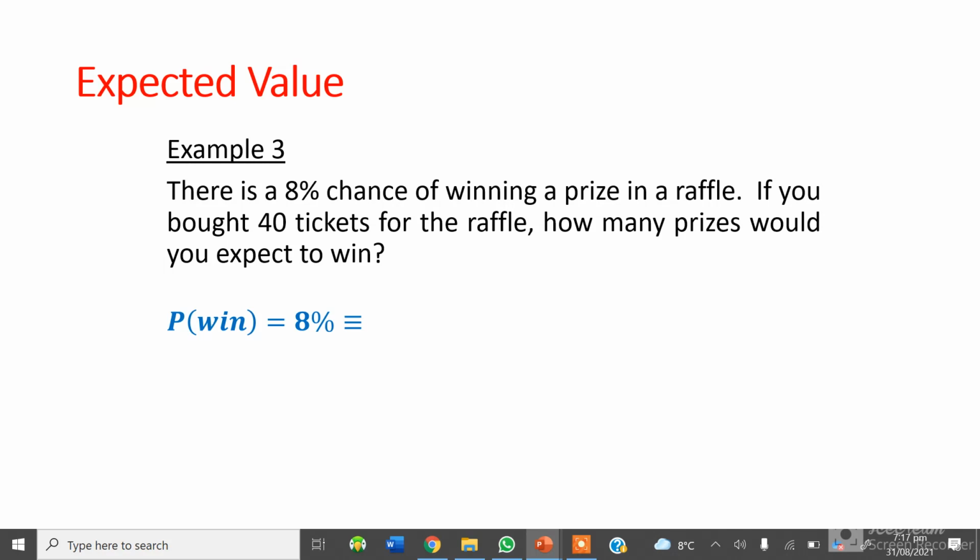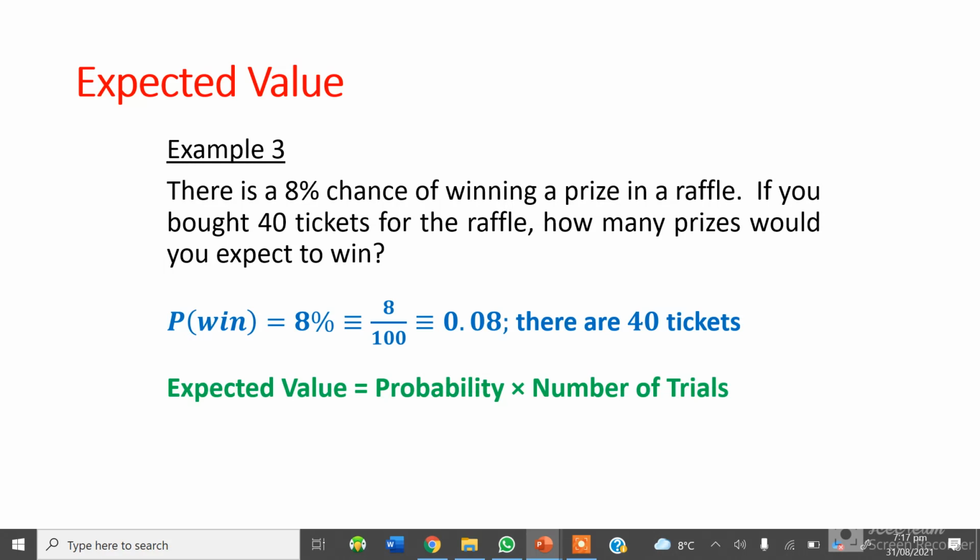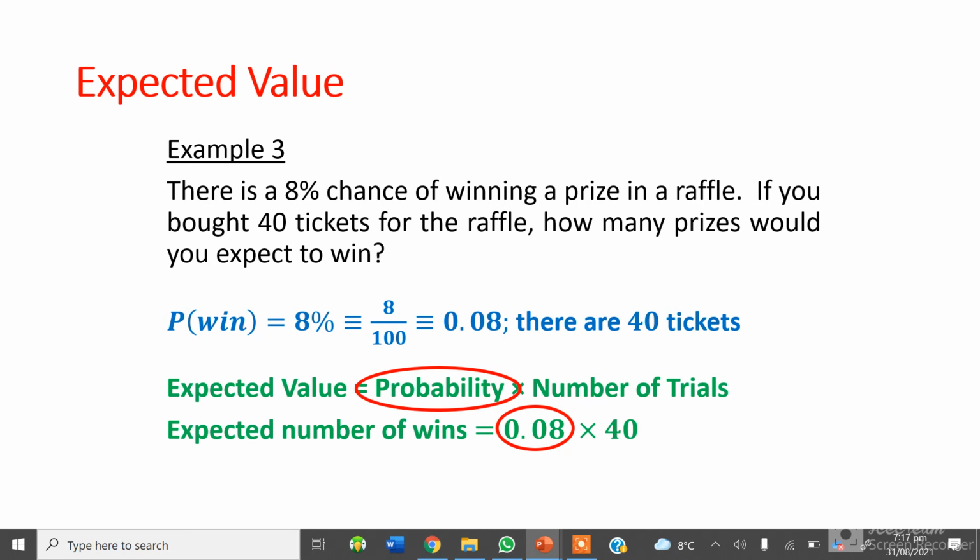Well, the probability of you winning a prize is 8%, which is equivalent to the fraction of 8 over 100, or the decimal 0.08. There are 40 tickets, so that's how many times you're going to try and win. So the expected value is the probability multiplied by the number of trials. So here's the rule we're going to use, 0.08 times 40. The probability is 0.08. I'm using the decimal. You could use it as a fraction if you prefer. And the number of trials, number of tickets, is 40. So we just need to work out what 0.08 times 40 is.